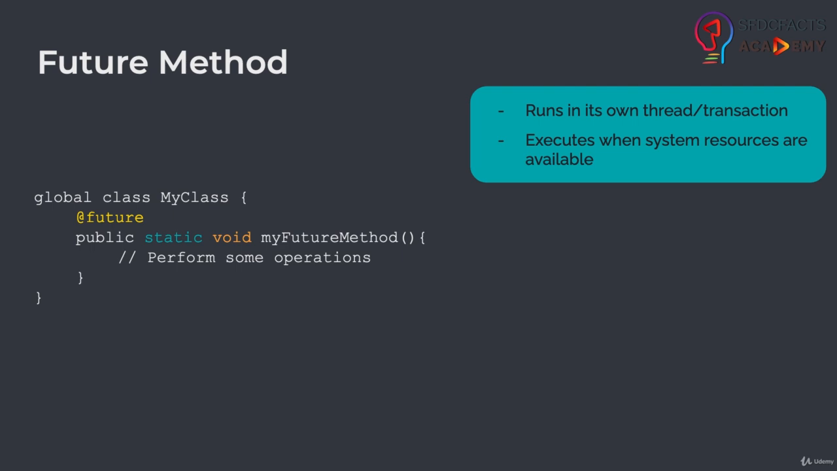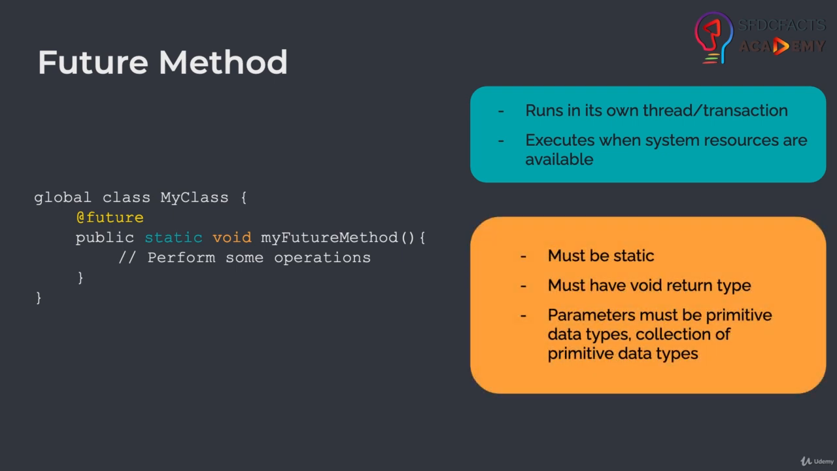Along with this, you need to keep a few things in mind while you define a feature method. These methods must be static, so you cannot remove the static keyword from the method signature if you want to declare it as a feature method. And these feature methods cannot return any type of data, so the return type must be void. And also the parameters that you define within these feature methods must be of primitive data type or collection of primitive data type. And I hope you remember the primitive data types from the earlier lectures of this course.